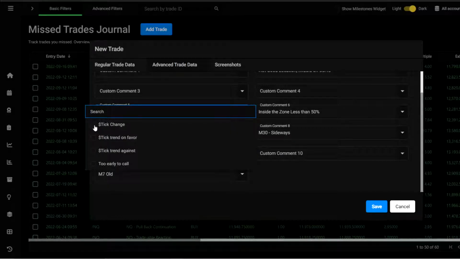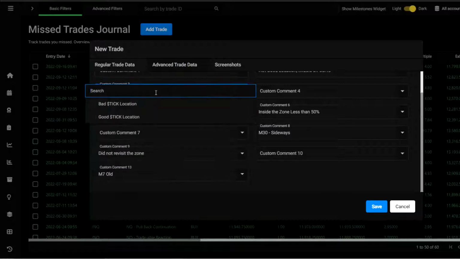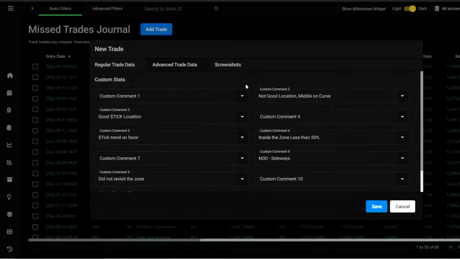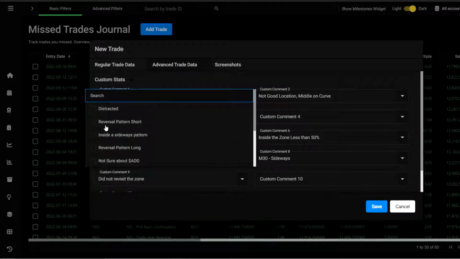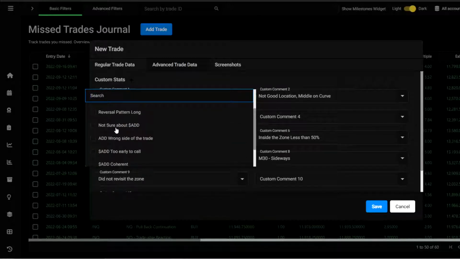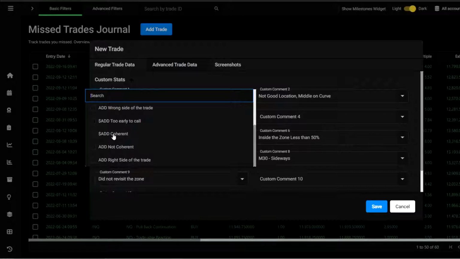So tick chart, tick trend in favor. There you go. Good tick read. Yeah, it was a good read. Zero line. ADQD. Not sure about the ADQD. Wrong side of the trade? Too early to call. The ADQD was coherent.